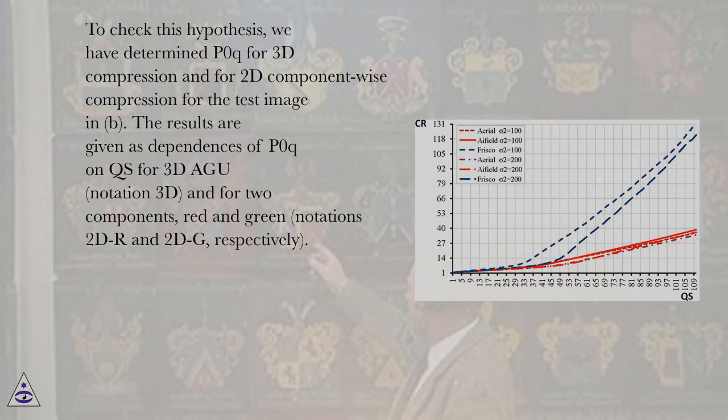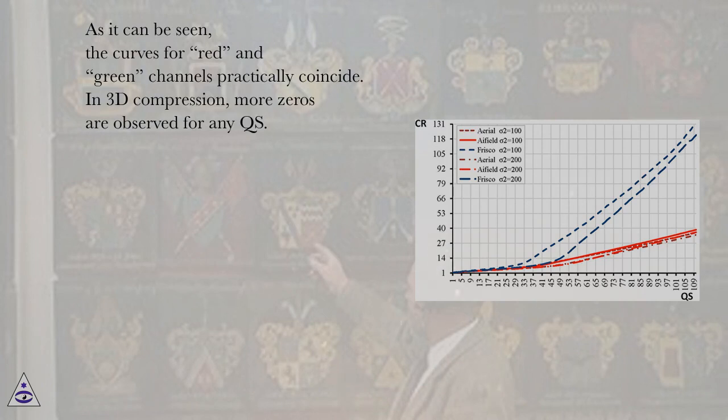To check this hypothesis, we have determined P0Q for 3D compression and for 2D component-wise compression for the test image. The results are given as dependencies of P0Q on QS for 3D AGU, notation 3D, and for two components, red and green, notations 2DR and 2DG, respectively. As can be seen, the curves for red and green channels practically coincide. In 3D compression, more zeros are observed for any QS.